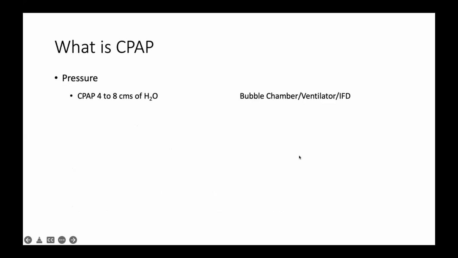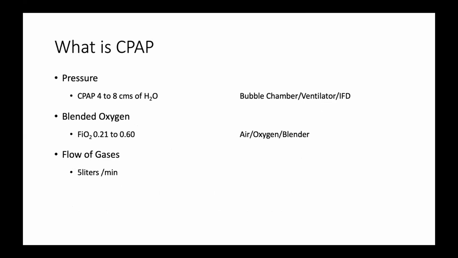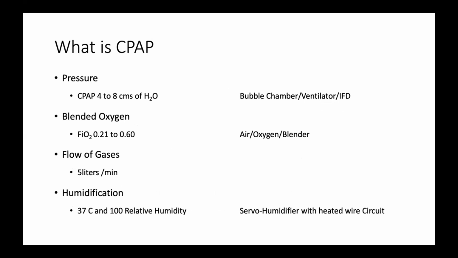So what do you mean by CPAP? CPAP means basically we are giving 4 things for the baby. One is a pressure. Second is a blended air and oxygen mixture. Third is a flow of gases, and this flow of gases is required to deliver or generate pressures. And the fourth is humidification of gases. The pressure we use in CPAP is from 4 to 8 centimeters of water. And this pressure we push into the nose, and this pressure goes into the alveoli and opens up the alveoli. So it keeps the alveoli open, thereby increasing the FRC.